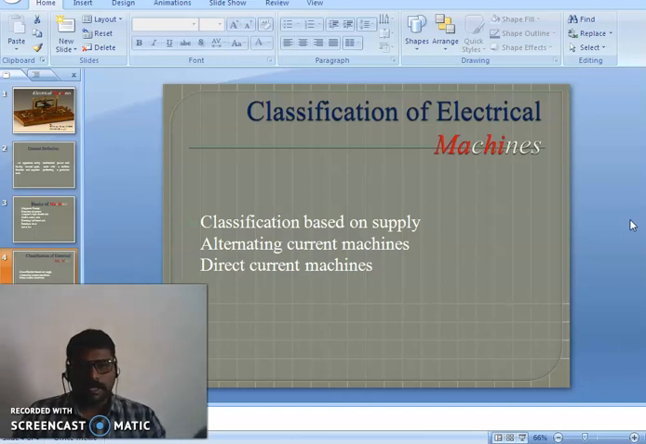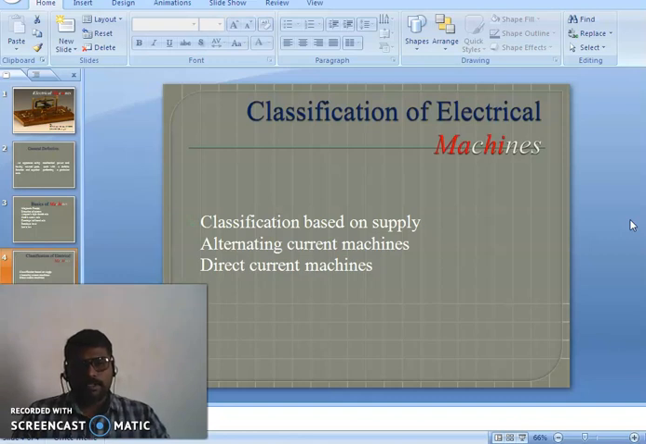Therefore, electrical machines also get classified into AC machines as well as DC machines. Second one, alternating current machine and direct current machine. That's what I am saying. Classification on the supply itself, machine is getting subdivided into two categories. One is AC, another one is DC. But I didn't go into it because that subject goes along with electrical machines alone. That's why I go for the other classifications.